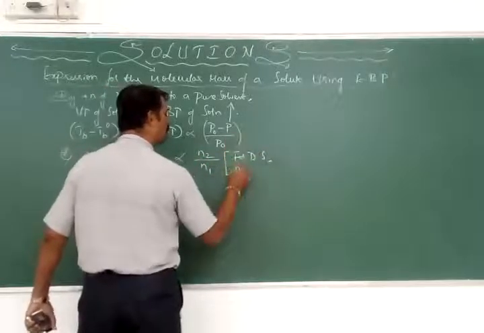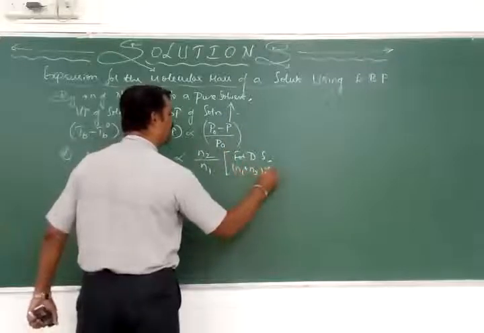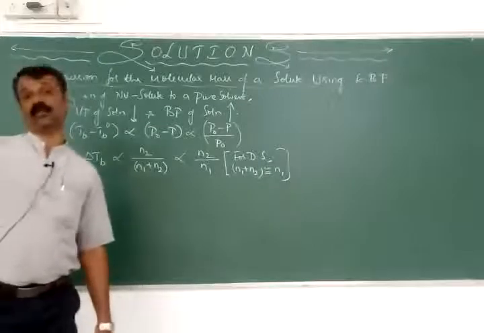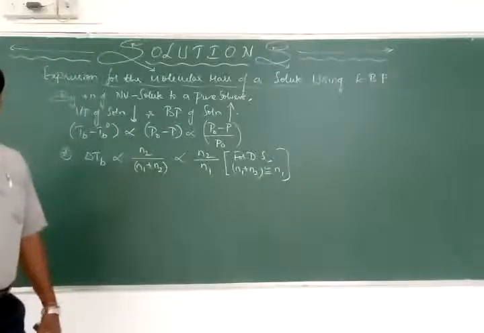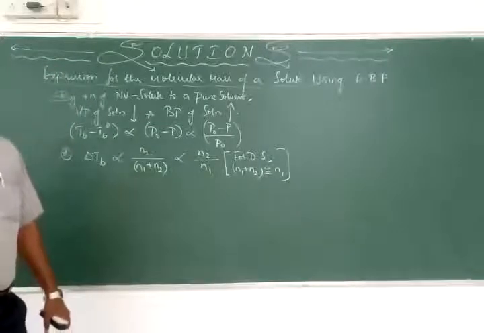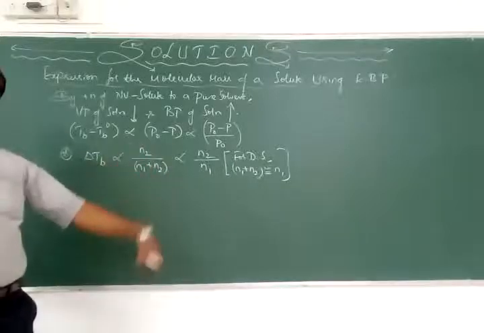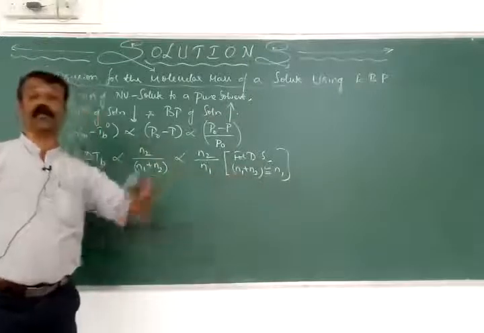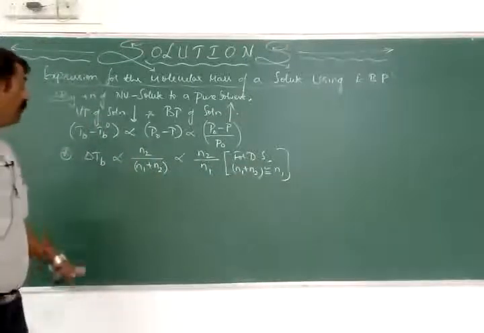dilute solution, N1 plus N2 is nearly equal to which one? N1. It is a condition with respect to what solution here? Dilute solution. It means the number of moles of a solute is very small, or negligible, as compared to the total number of moles with respect to the pure solvent. Therefore, instead of N1 plus N2, I will mention nearly N1. Okay?